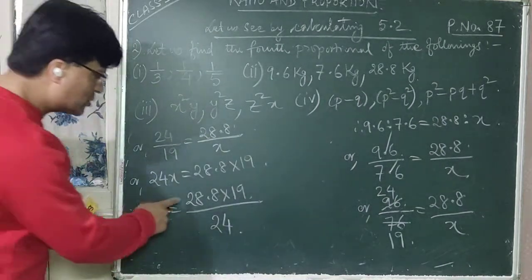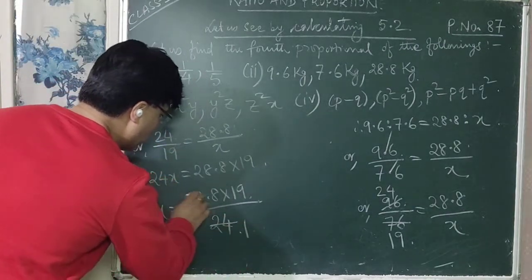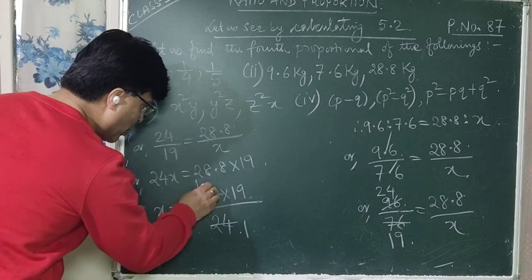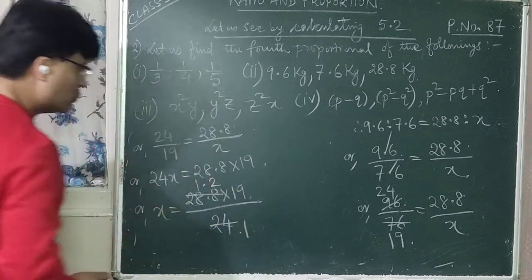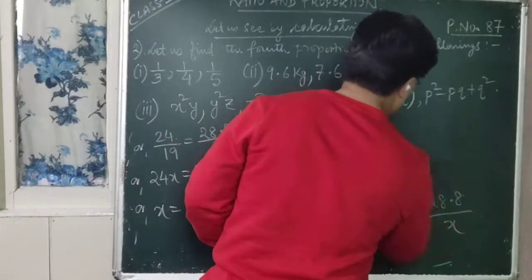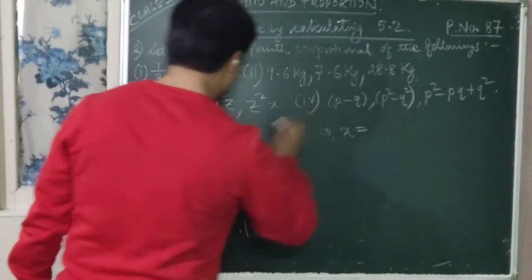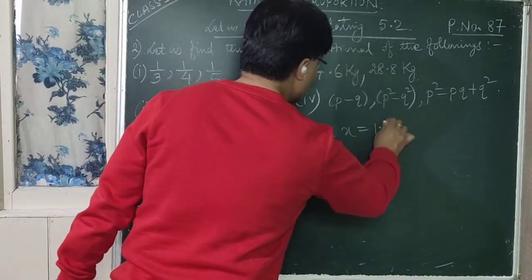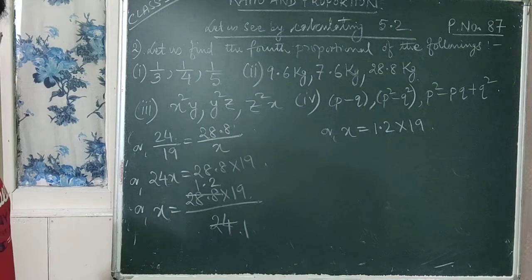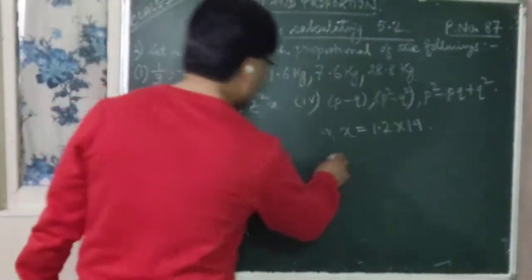So you can cancel 28.8 by 24, right? So 24 ones are 24, 24 twos are 48, isn't it? So now x is equal to 1.2 into 19, right? So divided by 1. If there is 1 in the denominator, you don't have to write it. Okay? So let us multiply them.